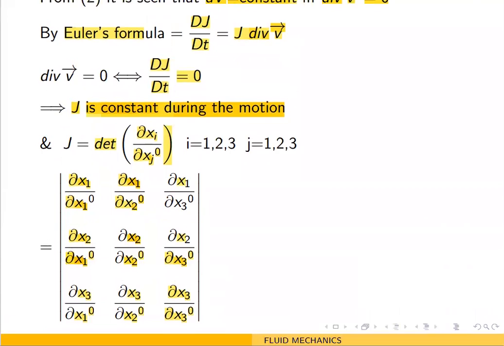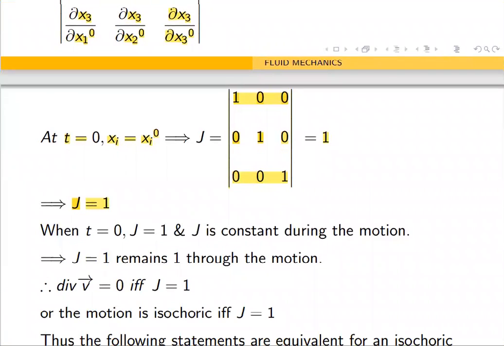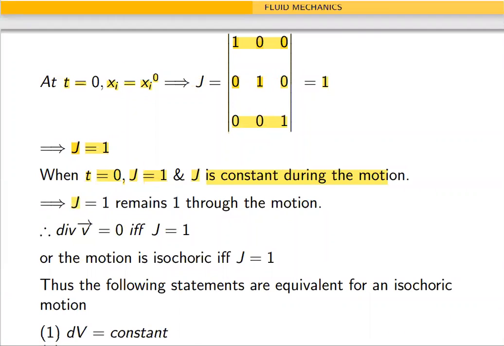Now applying these two, what is happening? At t equal to 0, J is 1, and J is constant during the motion. Apply these two together. So we get, it implies that J is 1 throughout the motion. Okay. So therefore, divergence V equal to 0 if and only if J equal to 1, or the motion is isochoric. Divergence V equal to 0 means the motion is isochoric if and only if J equal to 1.